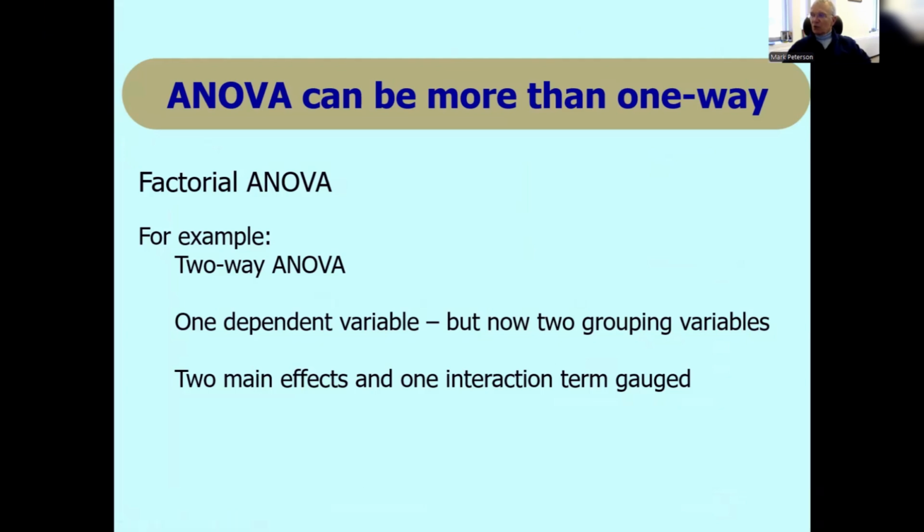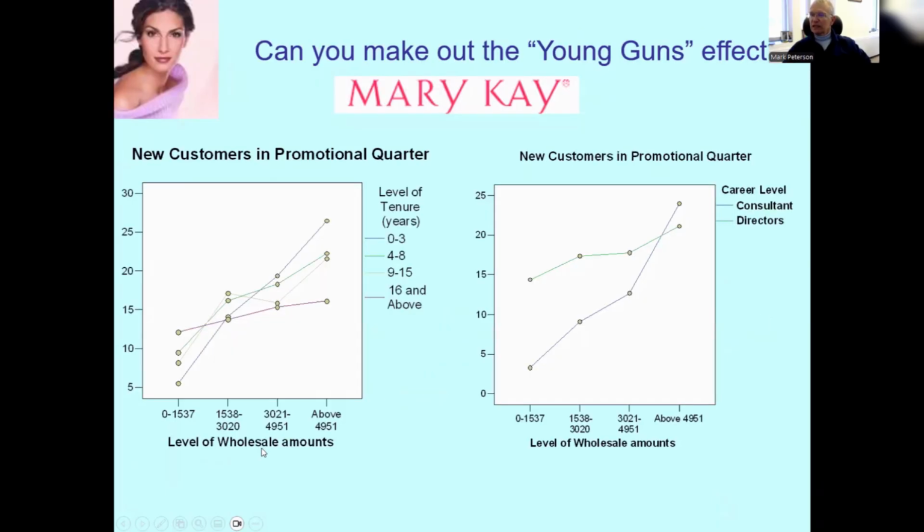Analysis of variance can be more than one way. So you can have more than one grouping variable. If you had 2 grouping variables, you'd have a 2-way ANOVA. And now you can have an interaction effect between these 2 grouping variables. Here's an example from marketing.